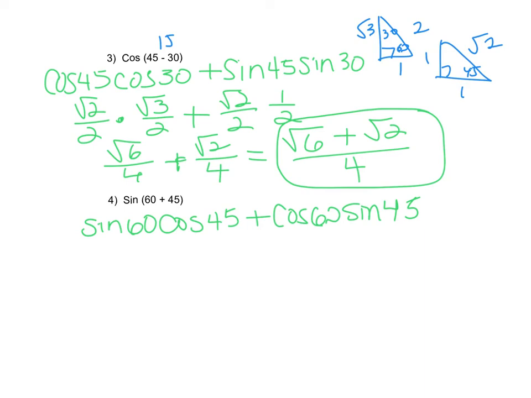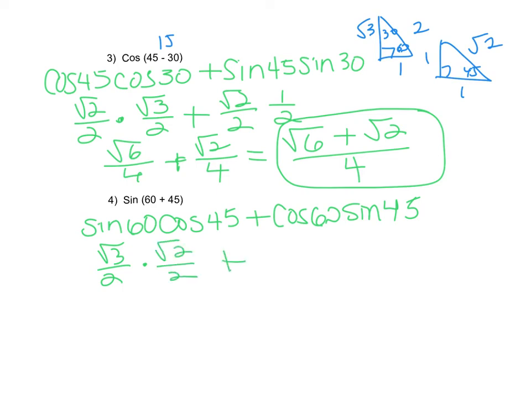All right, sine of 60. I didn't do this on this page, so let's check it out. Sine of 60, go to the 60. I'm here. Sine is opposite over hypotenuse, so radical 3 is the opposite side. The hypotenuse is the 2. So radical 3 over 2, and then I'm going to multiply by cosine of 45. We already did that right up here, so we're going to remember that's radical 2 over 2.